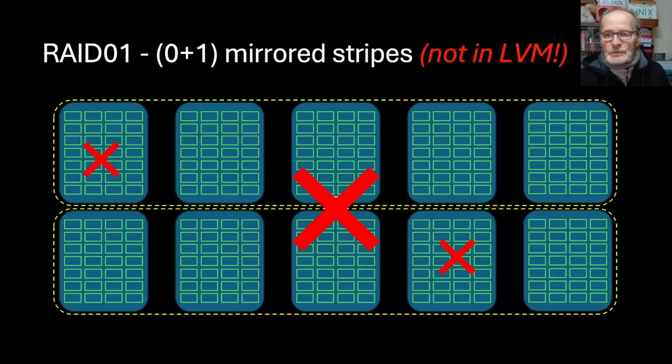There's no such thing as RAID 01. I invented that, but this is if you actually created 2 stripes and then mirrored them. Why is 1-0 preferred over this theoretical 0-1? You've got 2 stripes. If you lose a disk in both stripes, 1 in each stripe, I should say, then you've lost your data. It's game over.